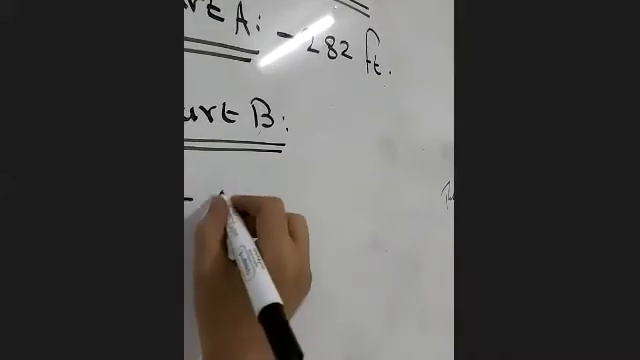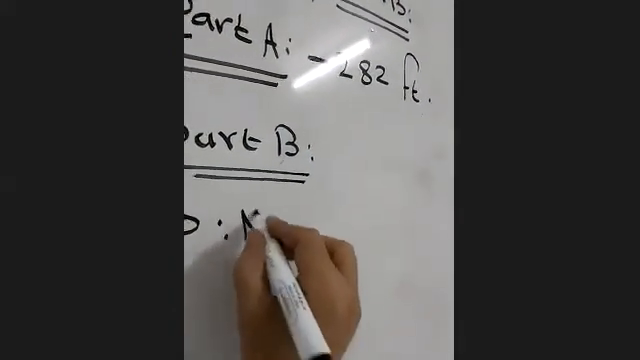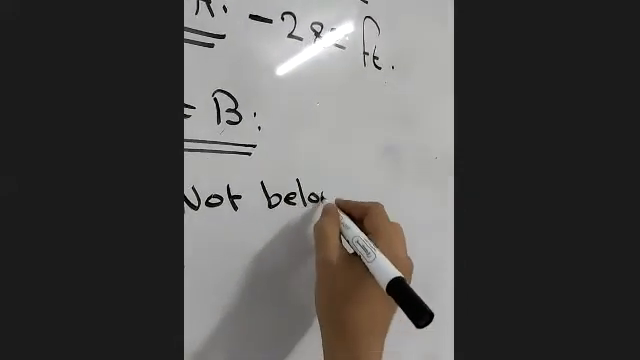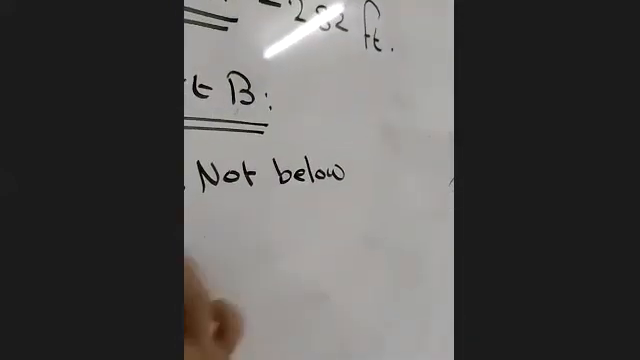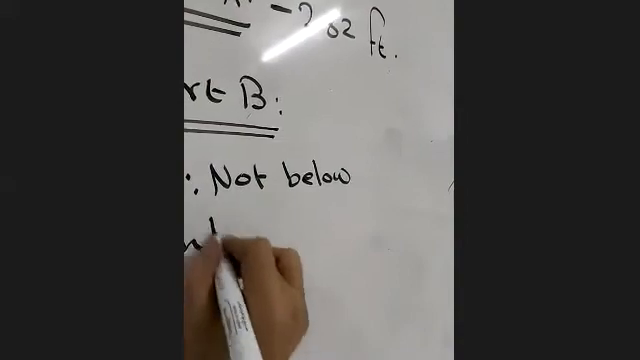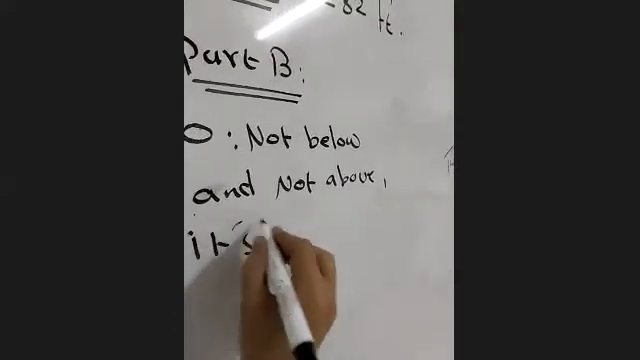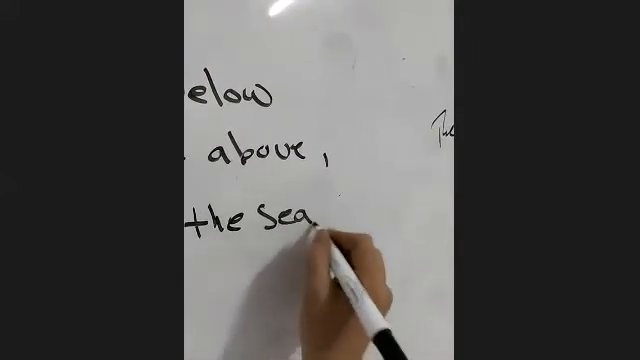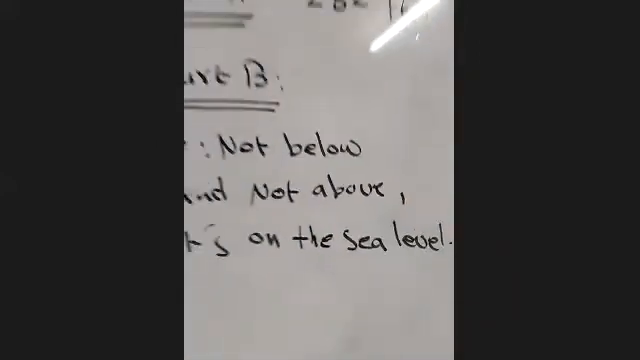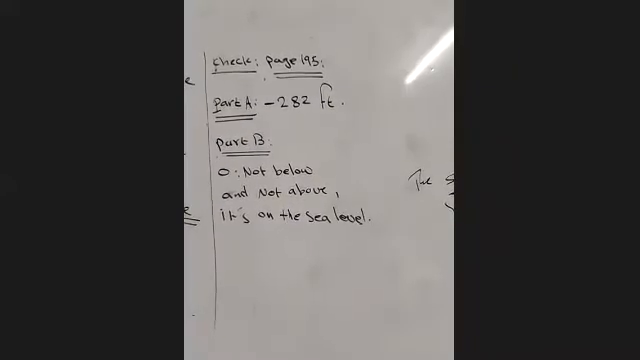It is the 0. 0 in this situation means not below, neither below nor above. Not below and not above. It is on the sea level. On the sea level. Okay? So this is check page 195, guys. Do it, please.